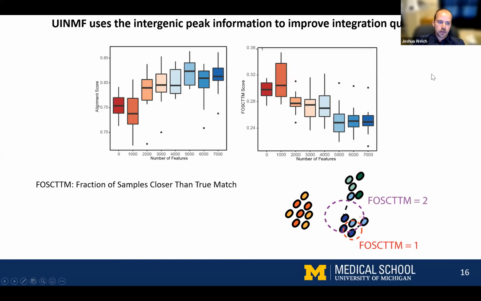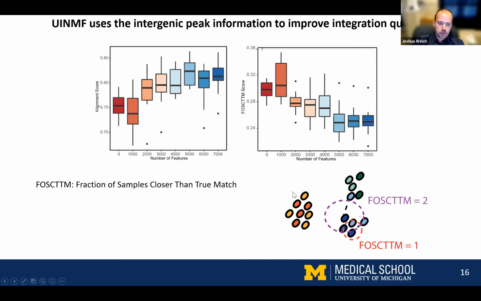And so then we calculated 2 metrics, the alignment score and the FOSCTTM score, which stands for fraction of samples closer than true match. And basically, our goal here was to figure out how the addition of intergenic peaks would change the ability of UINMF to identify corresponding cells between the 2 measurement types. Because these are the same cells, the theoretical maximum alignment score is 1, and the theoretical minimum FOSCTTM score is 0. So we want a higher alignment score and a lower FOSCTTM.